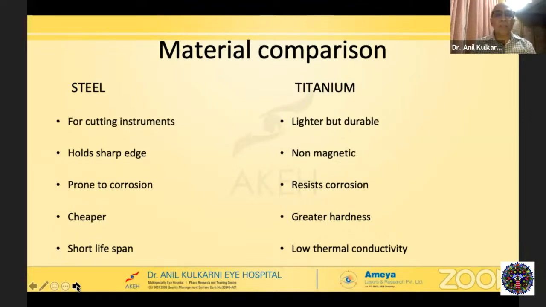When you compare the material which is presented, we have 2 major materials. One is steel, another is titanium. Normally, steel is better for cutting instruments like scissors because it can hold a sharp edge, but it is prone to corrosion. Even if we say stainless steel, it is stainless and not stain free, but they are cheaper. Obviously, their lifespan is shorter. And titanium instruments are lighter, but they are more durable. They are non-magnetic, they resist corrosion, the hardness is much greater, and they have a low thermal conductivity.